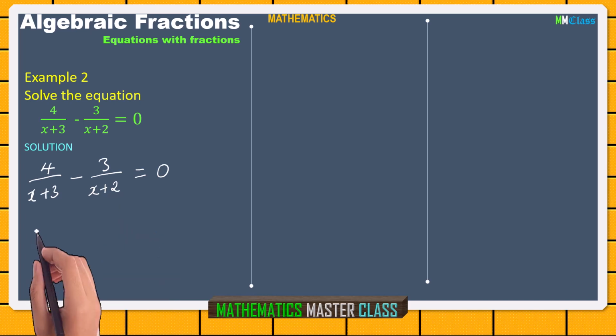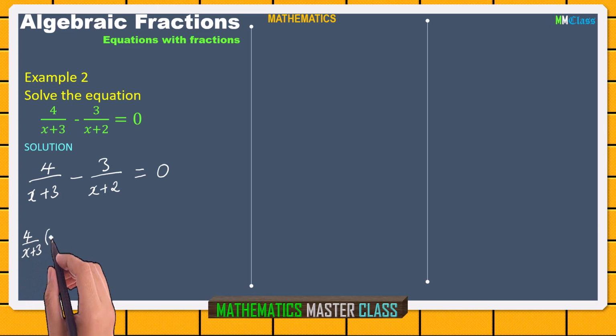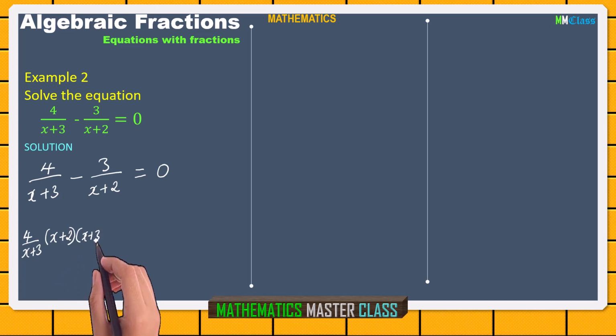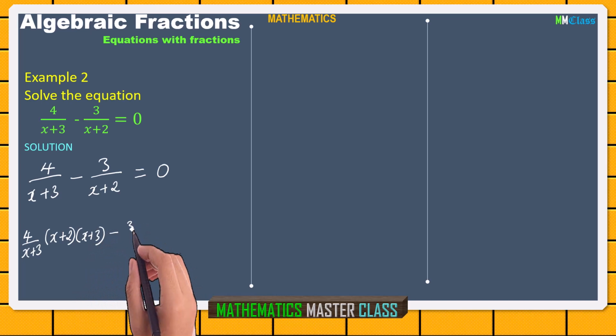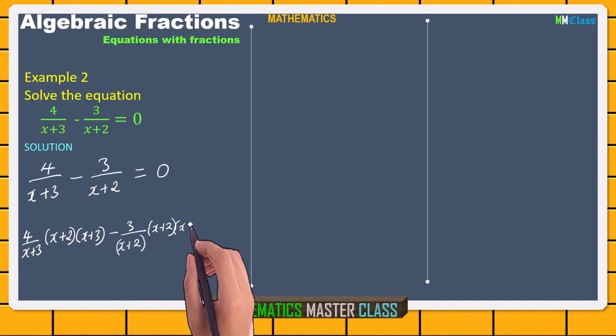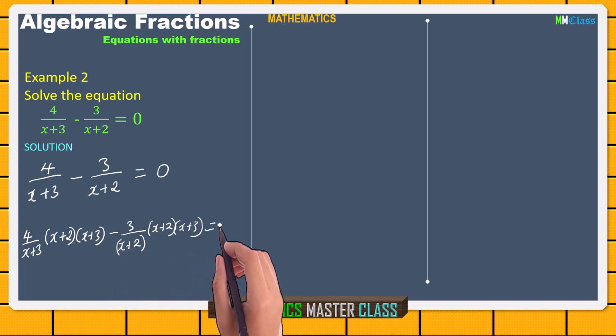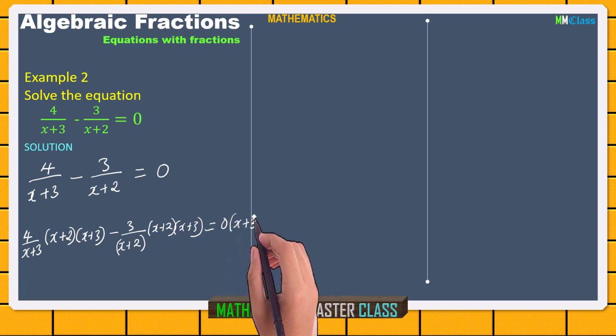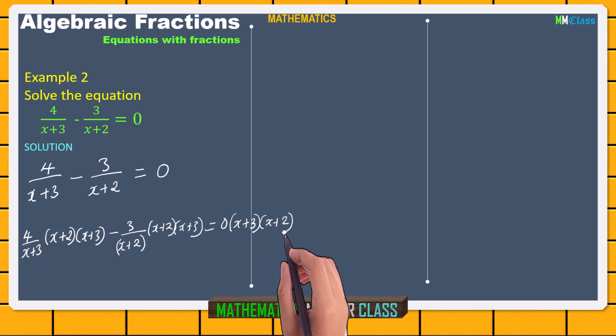So we are going to have 4 over x plus 3 times x plus 2 times x plus 3, minus 3 over x plus 2 times x plus 2 times x plus 3, is equal to 0 times x plus 3 times x plus 2.